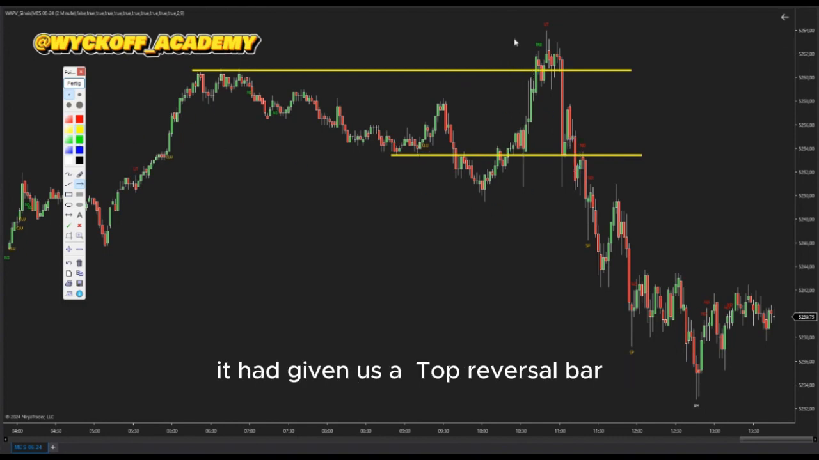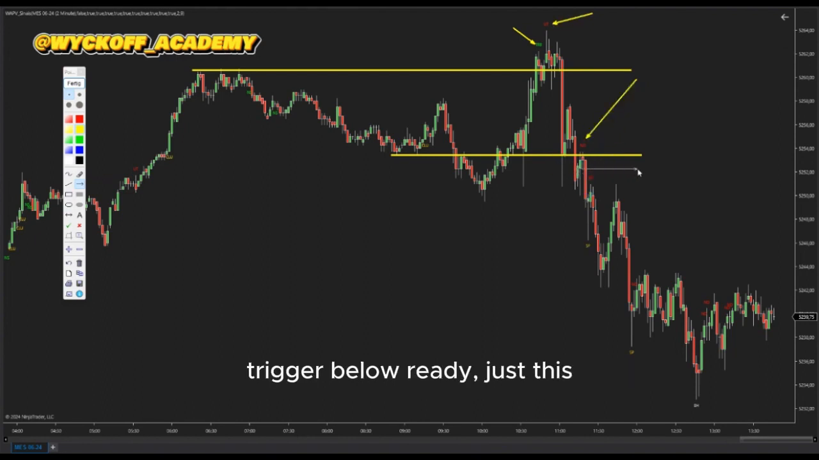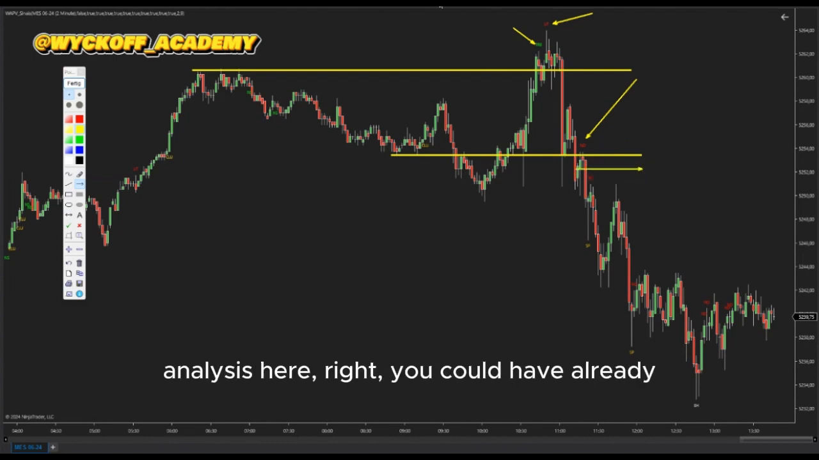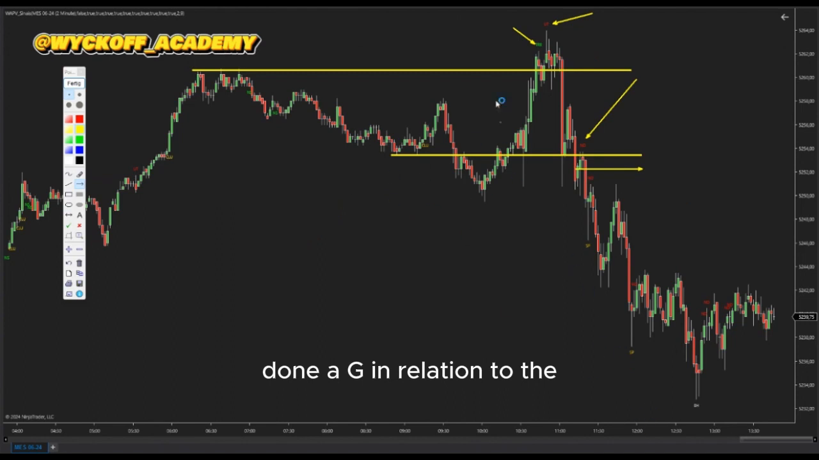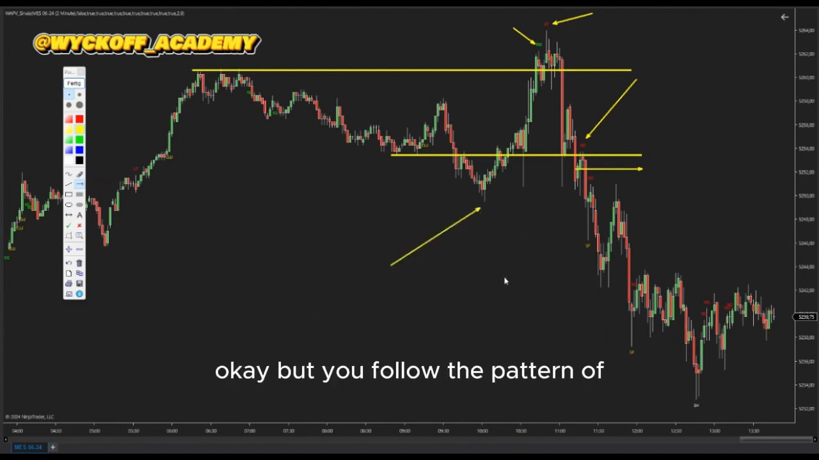Okay, so it had given us a top reversal bar and an upthrust. Then a possible entry into a bar without demand with the trigger below. Just this analysis here, right? You could have already done it in relation to the visual identification of what the market was really doing. You follow the pattern of reading the chart and you can make this identification.